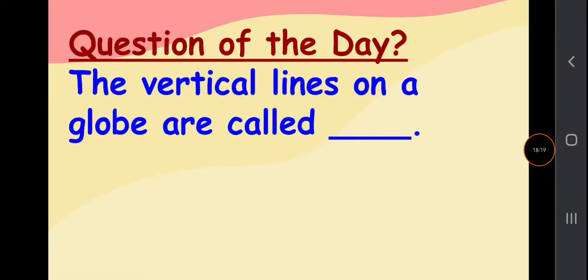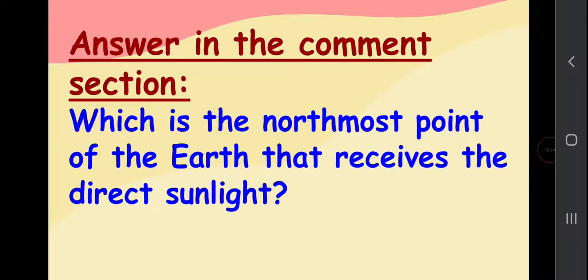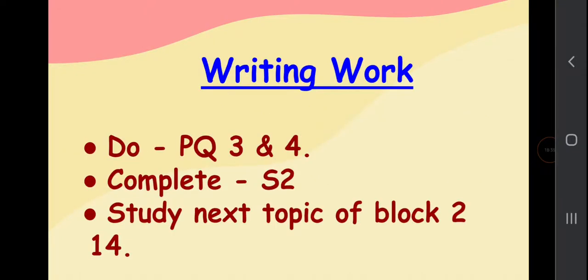And this is the question of the day. The vertical lines on a globe are called, and here you need to answer this question in the comment section. Which is the northernmost point of the earth that receives the direct sunlight? And it is your writing work. Do PQ3 and 4, complete your S2, study next topic of block 14. If you have any doubt, you can ask.